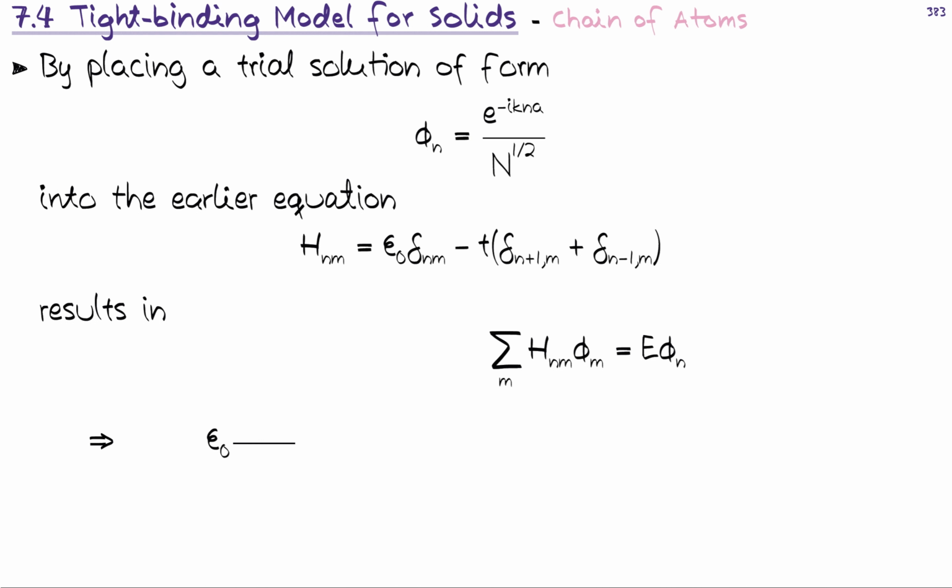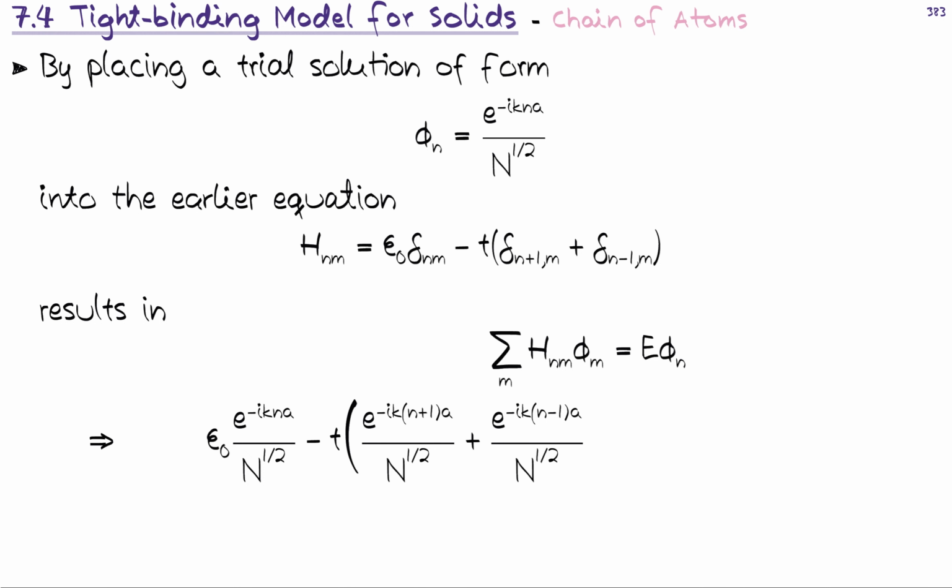And what we have out is the epsilon naught multiplying the exponent minus ikNa divided by the square root of capital N, minus the hopping term t, multiplying things inside the parentheses. So now we place in, instead of n, n plus 1 in the exponent divided by the square root of N, plus then we put in n minus 1 instead of n into the exponent. So this is what we get out. And then on the right-hand side we have the energy, and we multiply that with phi n, and phi n now is with the trial solution of the form exponent minus ikNa divided by the square root of N.